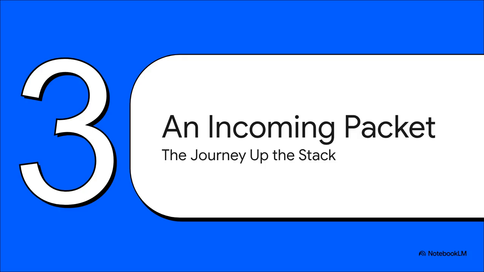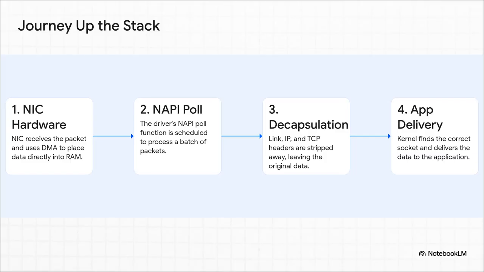Now let's flip the script and follow the return journey of an incoming packet from the wire all the way back up to the waiting application. This journey starts the second the network interface card, the NIC, receives the packet. It uses something called direct memory access, or DMA, which is an awesome feature that lets it place the packet data directly into RAM without bothering the CPU at all. This is what triggers the whole NAPI mechanism, and the driver's poll function gets scheduled to run.